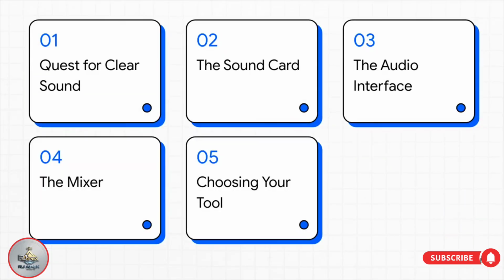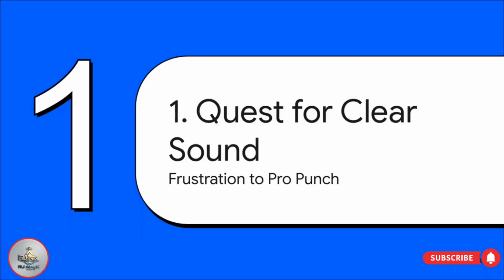Okay, so here's our game plan. We'll start with the big picture, the quest for clear sound. Then we're going to break down each of our three key tools, the sound card, the audio interface, and the mixer. And we'll wrap it all up by helping you figure out which one is the perfect fit for your setup. Let's do it.